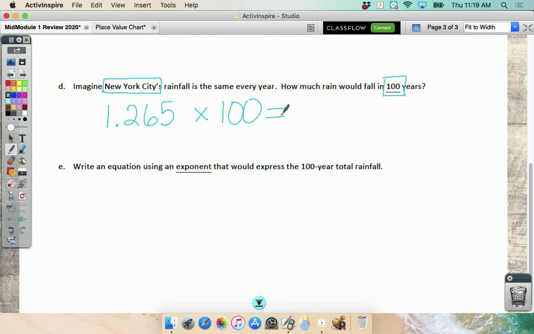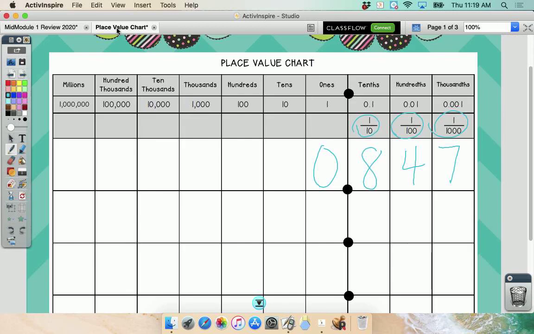So, blank page or place value chart. I'm just going to go with my place value chart here, and I'm going to put 1.265. I know you know that, but I'm doing a video here, so let's go through the steps. How many times will I move the decimal? 2 times. Which way for multiply? Right.